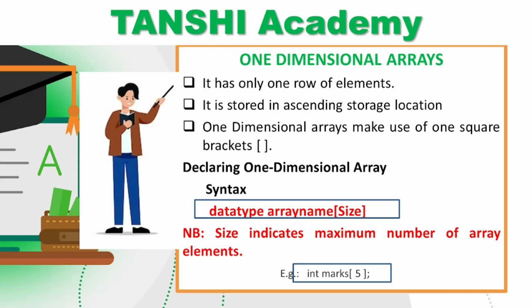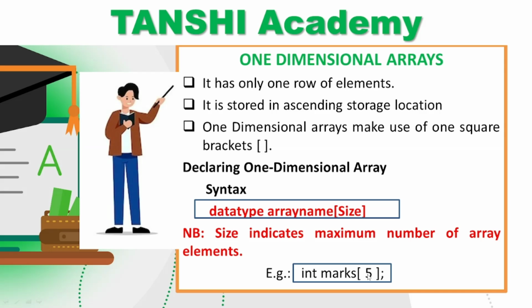For example, if we take int max[5]; ending with a semicolon, you see that the size of the array is 5. The data type of the array is int, which stands for integer, the name of the array is max, and the size of the array is 5. So here we have declared a one-dimensional array. We have given the size of the array.